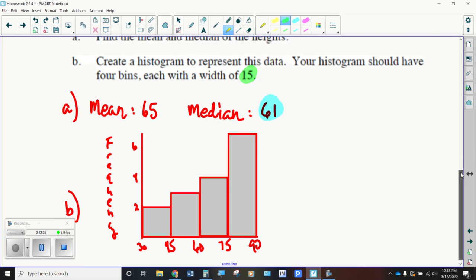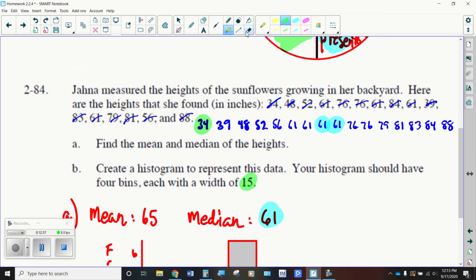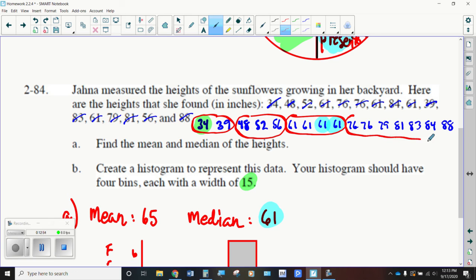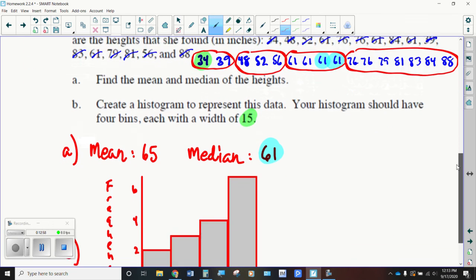So what we need to do is figure out, all right, how many of these numbers are in the 30 to 45 range? Looks like there's only 2 of them. How many of them are in the 45 to 60 range? Looks like there's 3 of them. How many are in the 60 to 75 range? You got 4 of them. And how many fall in the 75 to 90 range? Looks like there's 1, 2, 3, 4, 5, 6, 7. So we've got our frequencies.